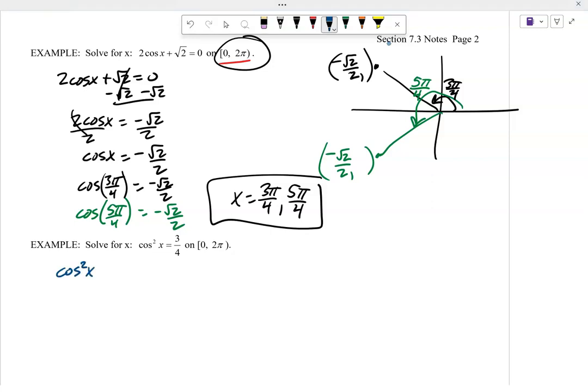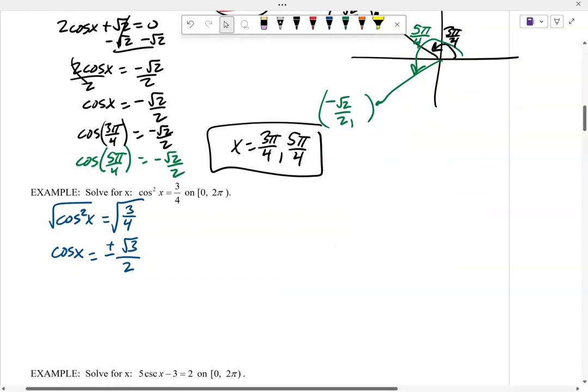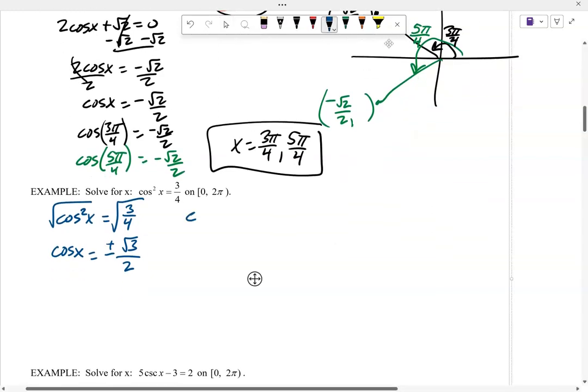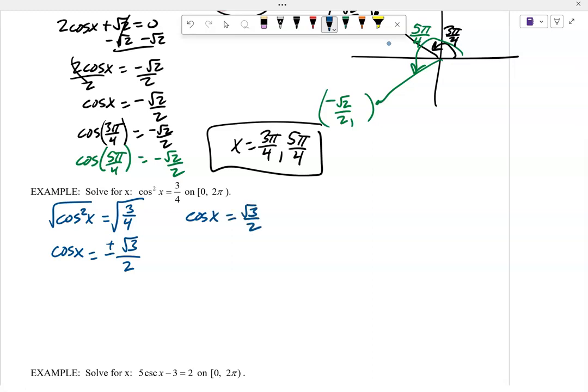All right, this next one we got cosine squared. Well, let's undo the cosine. Notice it's already isolated, the cosine. Cosine is just squared. So we're going to square root both sides. Well, if I square root both sides, don't forget plus or minus on that. So I got plus or minus the square root at the top over the square root of 4, which is 2. And so we've got two here I got to think about. The cosine of what is root 3 over 2? And the cosine of what is negative root 3 over 2?